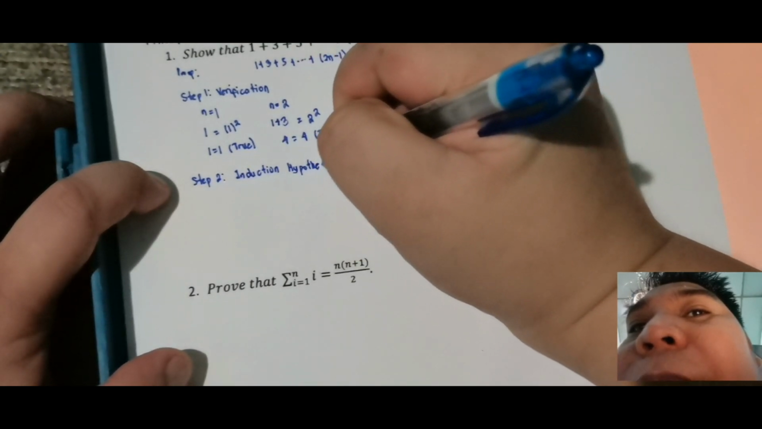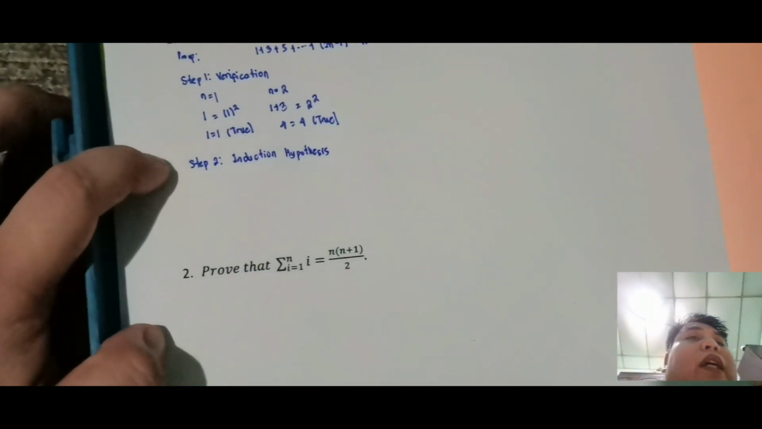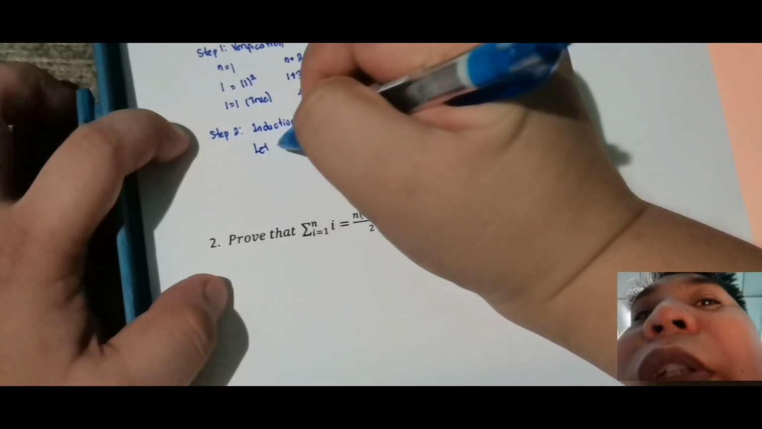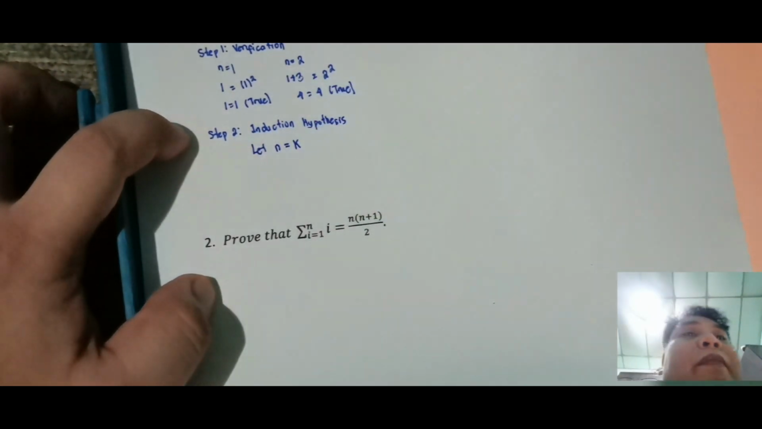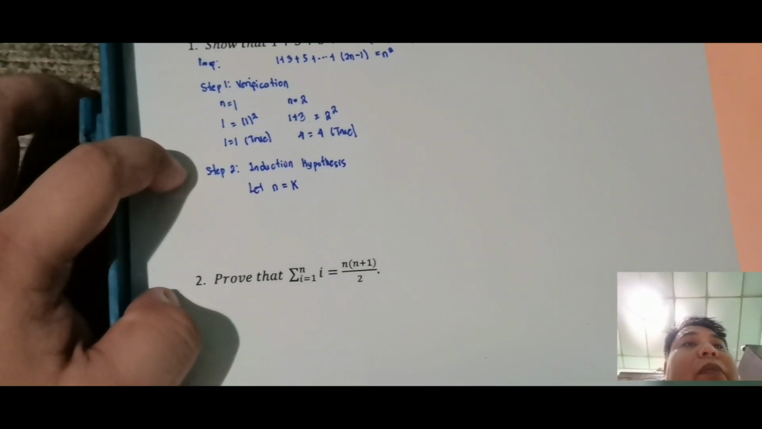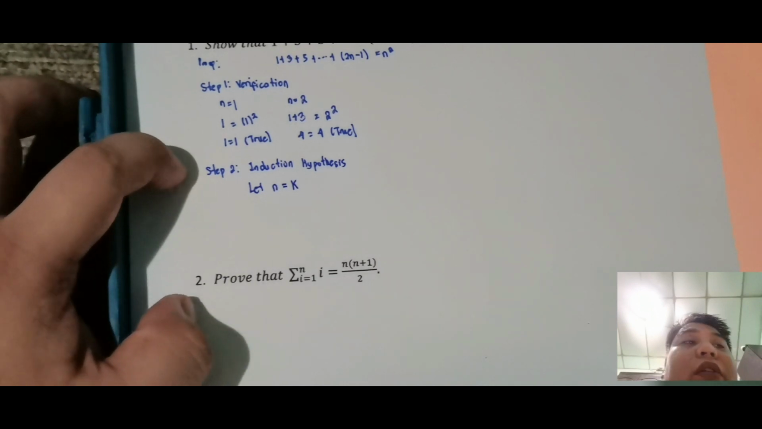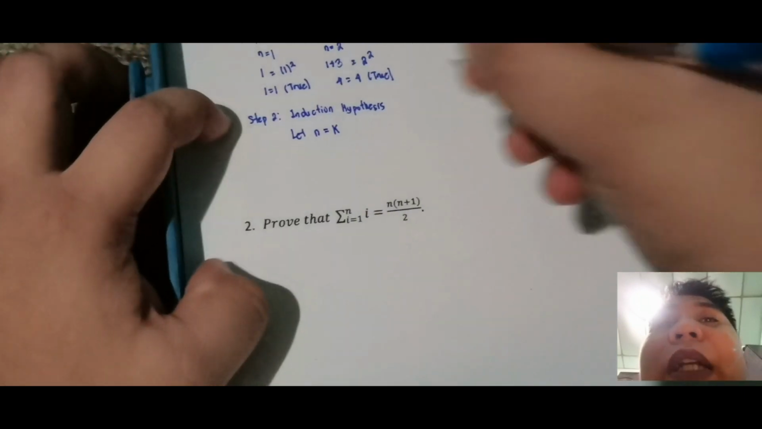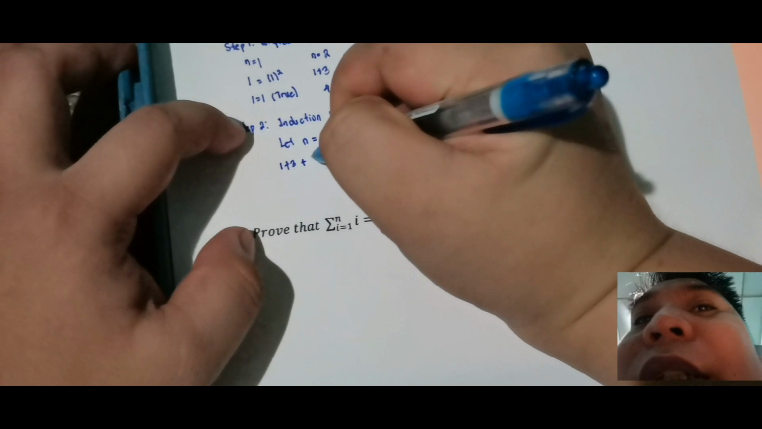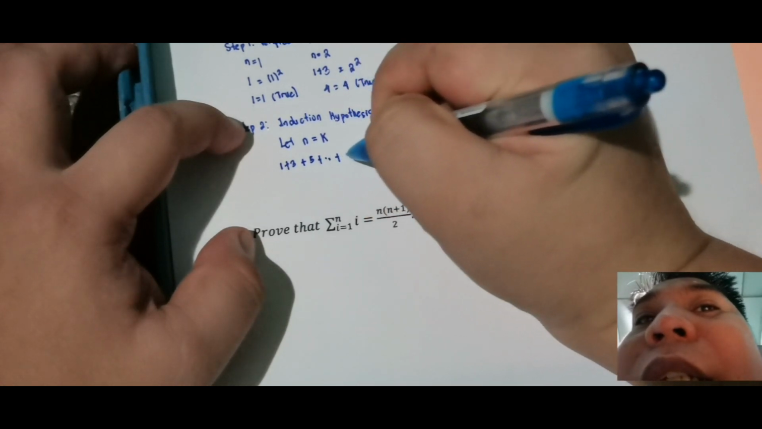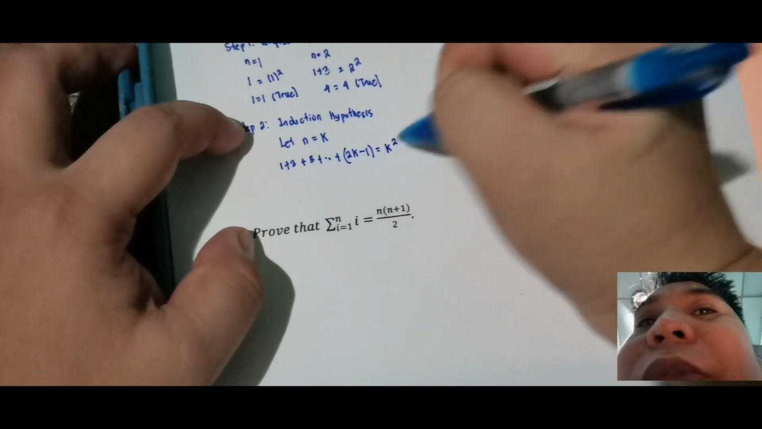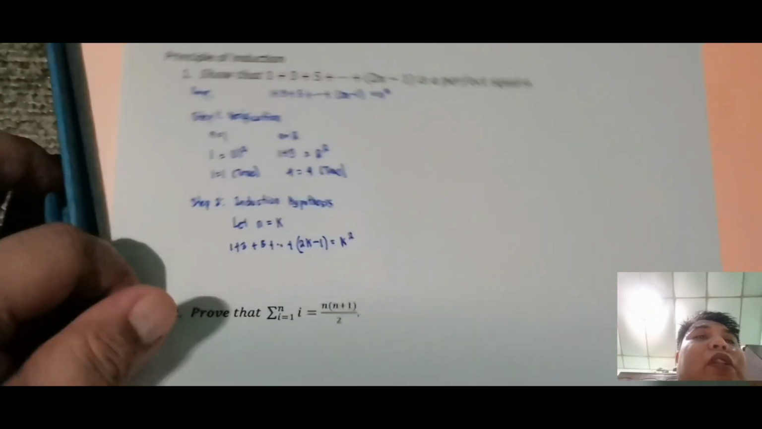Sir, ano po yung induction hypothesis? Okay, ang gagawin sa induction hypothesis, magle-let ka lang: n is equal to k. Wala kang ibang gagawin, papalitan mo lang yung n ng k. So yung 1 plus 3 plus 5 plus ... plus 2n minus 1 is equal to n squared, lahat ng n papalitan mo ng k. So this is 1 plus 3 plus 5 plus ... plus 2k minus 1 is equal to k squared.